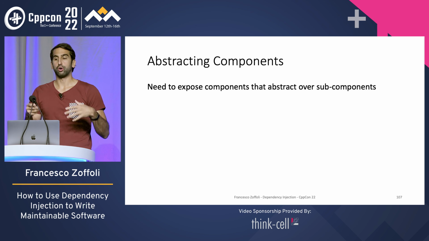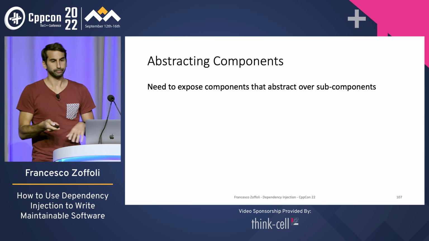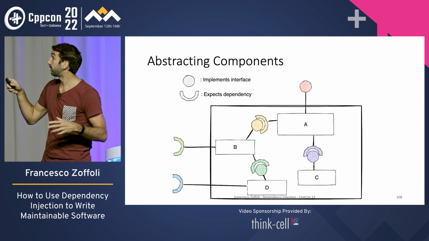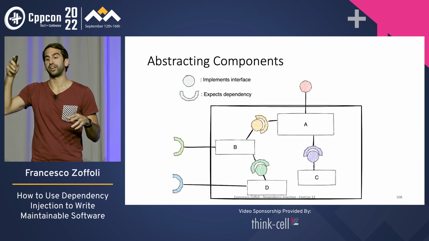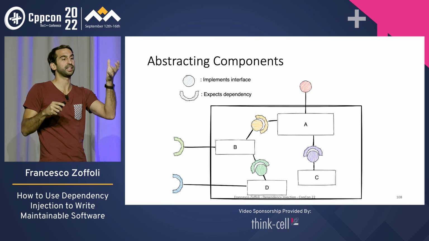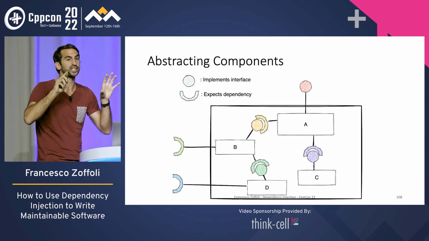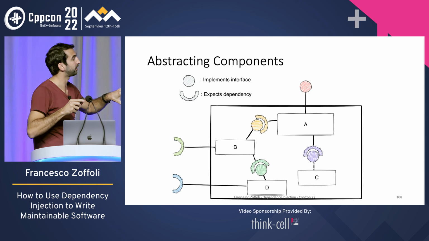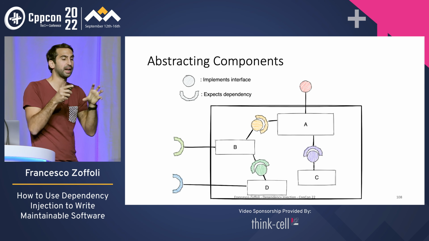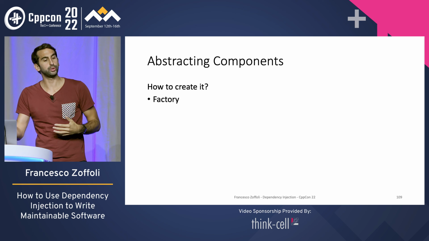We need to expose a component which abstracts over all the sub-components. And this is how it could look like. In the picture, the round thing is an interface which is provided, and the half-moon thing is a dependency which is expected. And we can expose a component which has a clear interface and a clear dependency and hides internally all of the small components which allow it to expose the behavior that it needs. How can we do this?